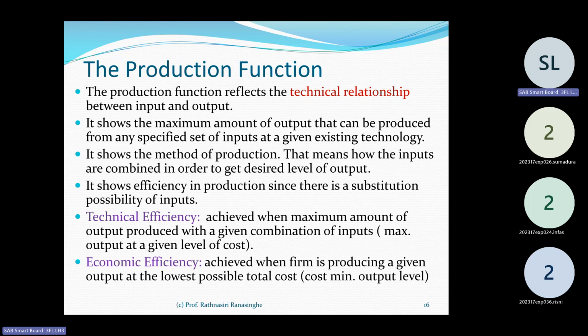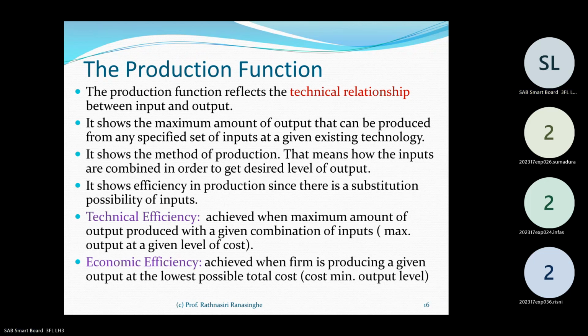There can be different combinations, right? So we can combine land and labor. Suppose we take two factors, labor and capital. Our dependent variable is the output, and the independent variables are labor and capital. When we reach the maximum output level, we need to combine these factors of production, labor and capital. There can be different combinations, and that depends on the technology: how we incorporate labor and capital in order to reach the maximum output level, depending on the technology.